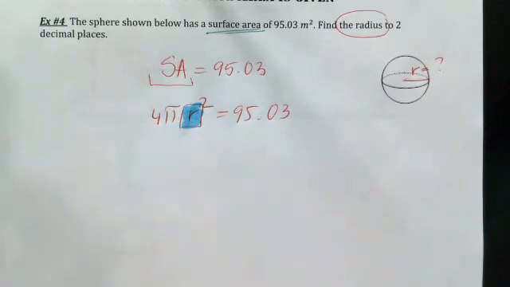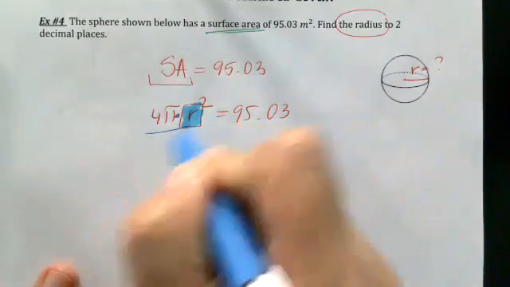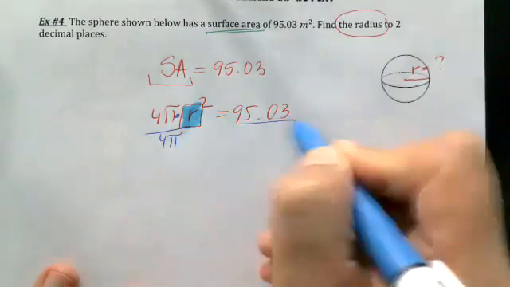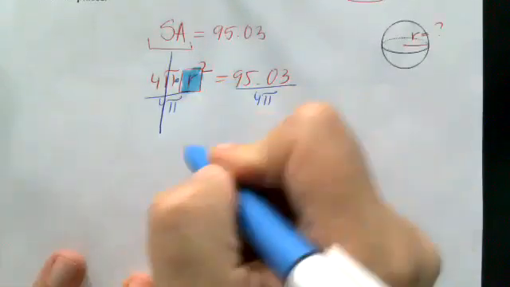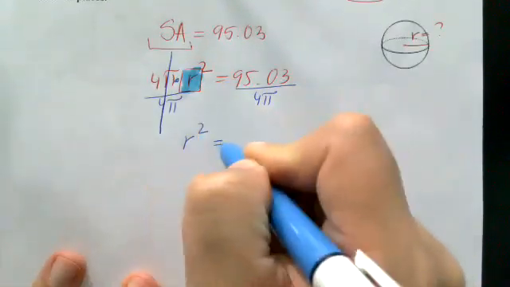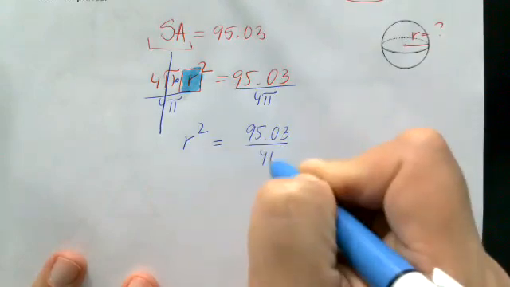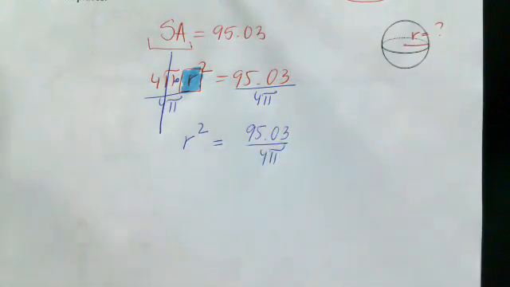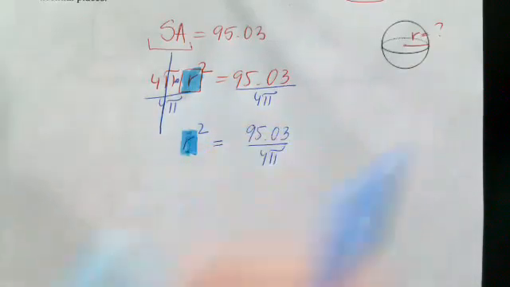And when you follow order of operations, you always have to undo it backwards. So if I have times 4 pi, to cancel it, I will have to divide by 4 pi. Here it's going to be canceled. I'm going to be left with r squared equals 95.03 over 4 pi. And then I still have to do one more step to get to r.